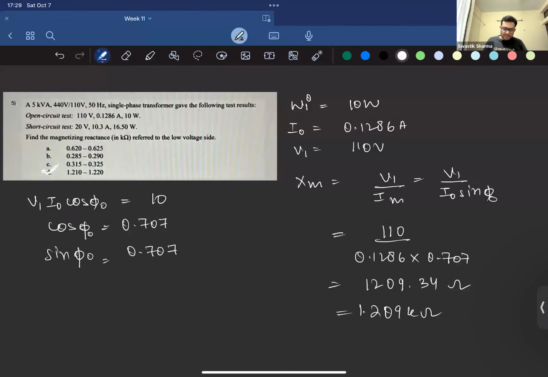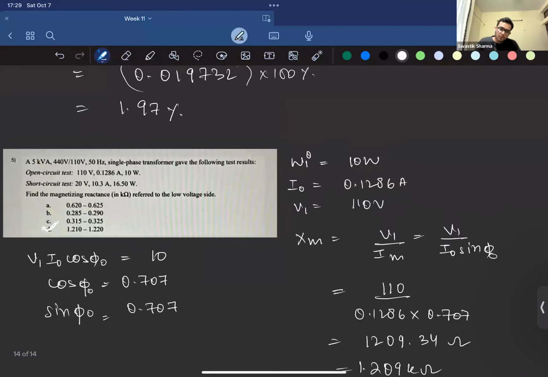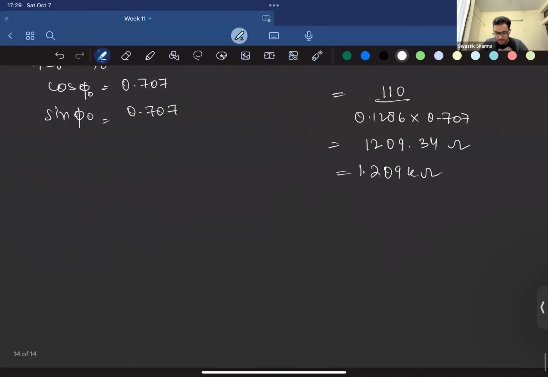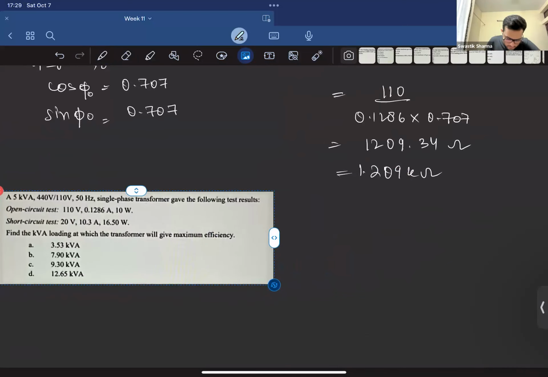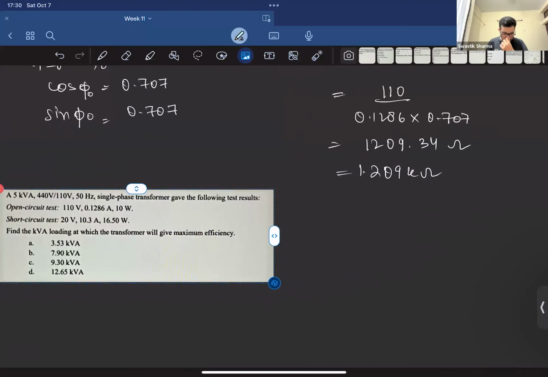See, these are pretty straightforward questions. If you know what the open circuit test does, you can easily calculate the parameters from that, right? So if there are any troubles, let me know. I'm sorry, the pace is fast because I have to complete this and start induction motors, hopefully. Okay.